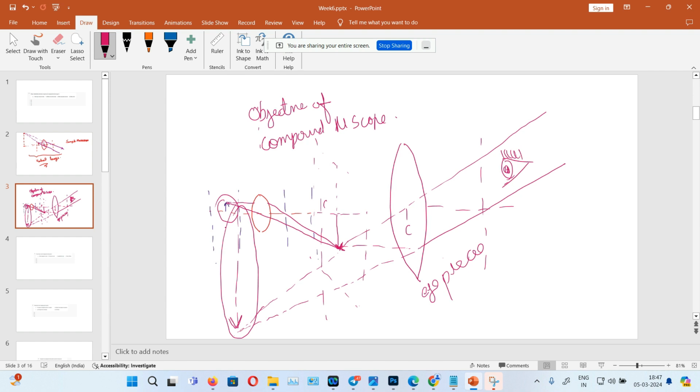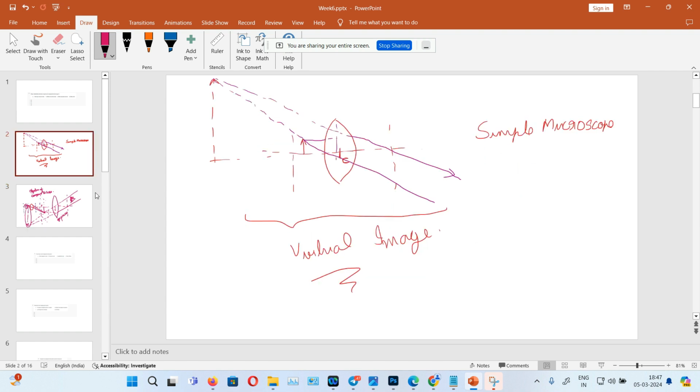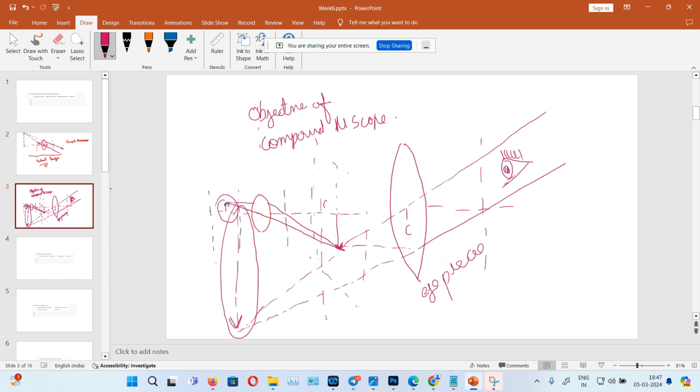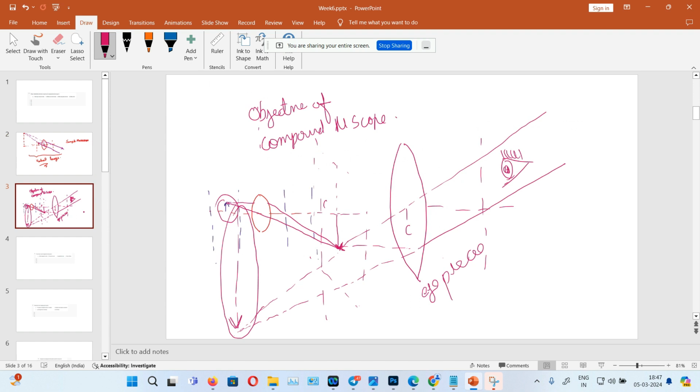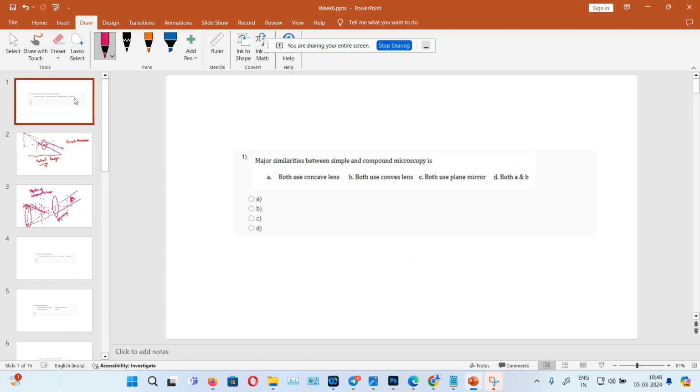And this is the principle of a compound microscope. Now, this is the simple microscope and this is the compound microscope. So what is the similarity here? A simple microscope uses a single lens, but a compound microscope actually uses two lenses. This can be a set of lenses, but altogether it acts as two lenses: one objective, one eyepiece. Okay, so now we can see the answer to that question.